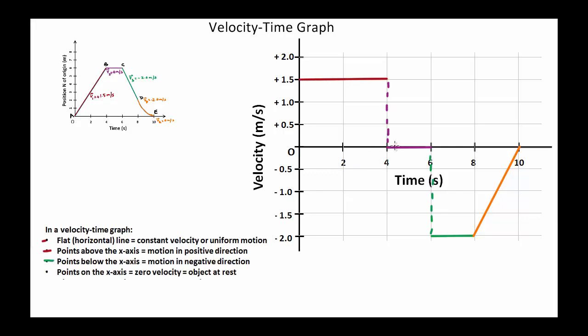And then points along the x-axis, which are neither above or below it, simply show the object at rest. The velocity is 0 for these points. So we got that summary point over here.